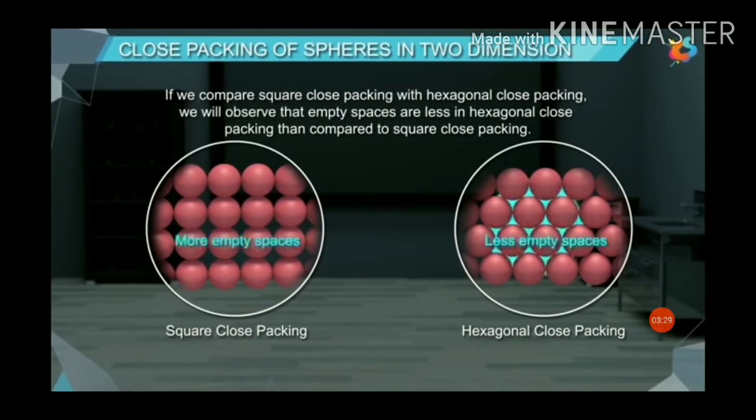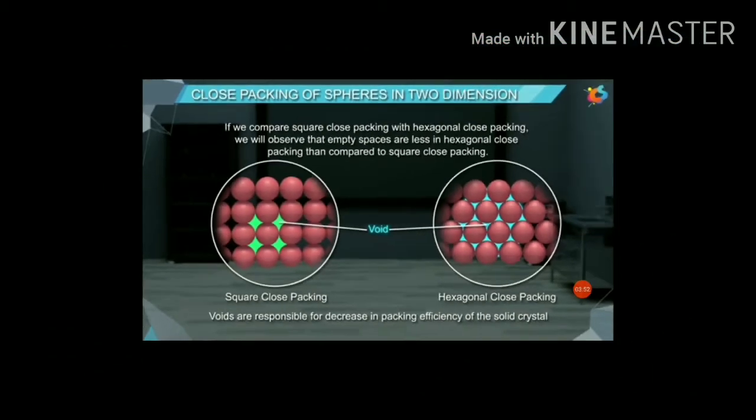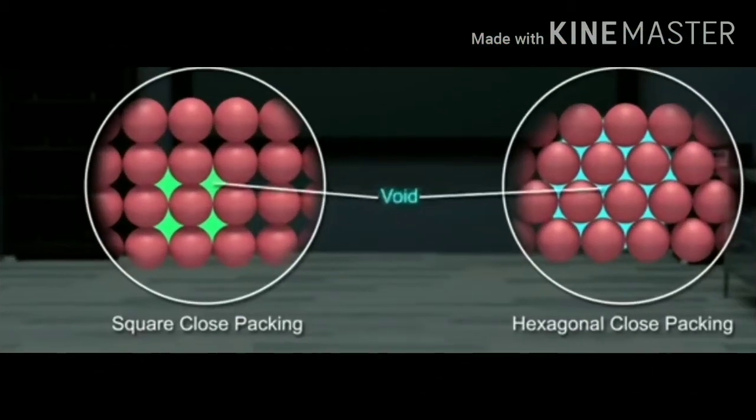Here you can see in square close packing and hexagonal close packing there are some vacant spaces even if they are closely packed. These vacant spaces are known as voids. In the case of square close packing, the amount of void is more compared to hexagonal close packing. So, hexagonal close packing is more efficient than square close packing because of the presence of a minimum amount of voids or vacant spaces.